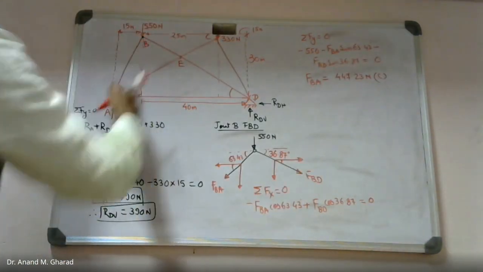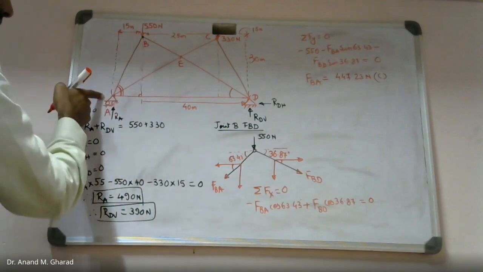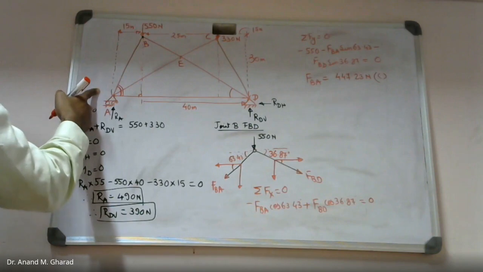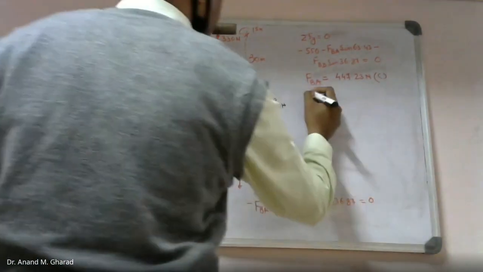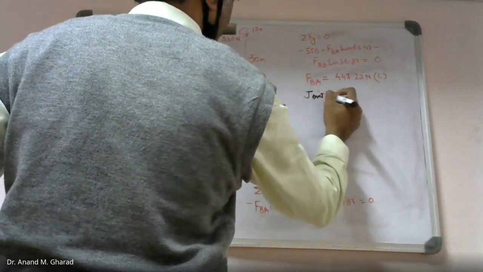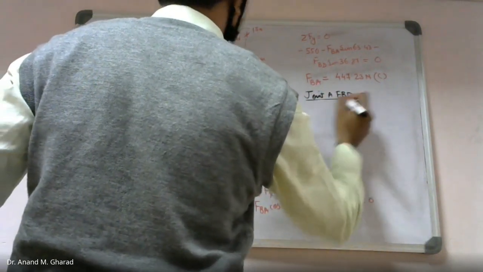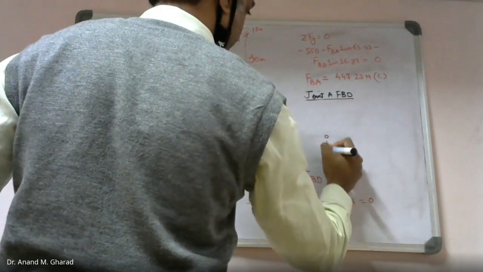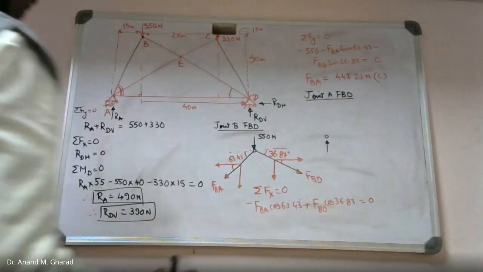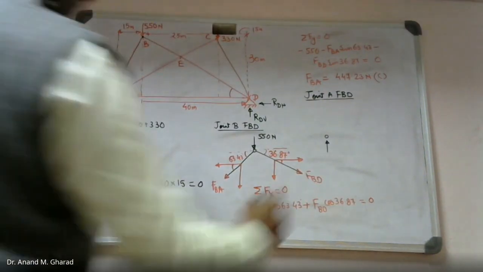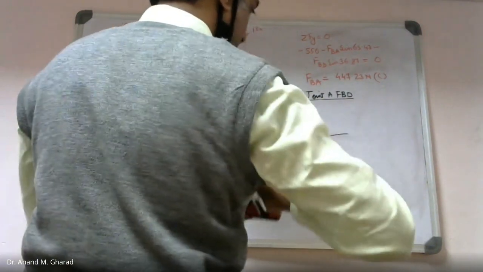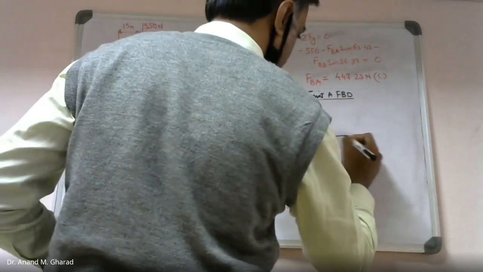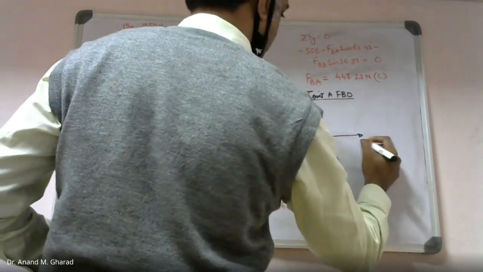Once I get this value, then straight away I can go to this joint A, draw its free body diagram, and solve it. That means after this you consider joint A FBD. So over here, this is that reaction force. What was the value of reaction at point A? It is 490 Newton. Then this horizontal member is force in member AD.